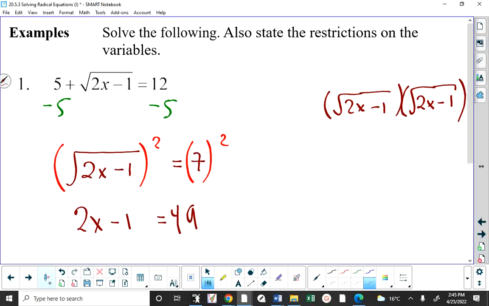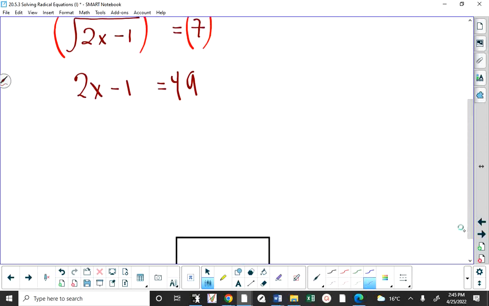But if I add 1 to both sides and divide both sides by 2, it's child's play. So I add 1 to both sides. I get 2x equals 50. So then I divide both sides by 2, I get x equals 25.